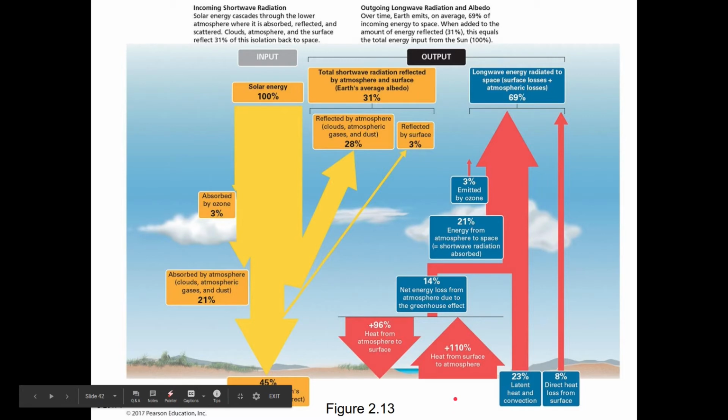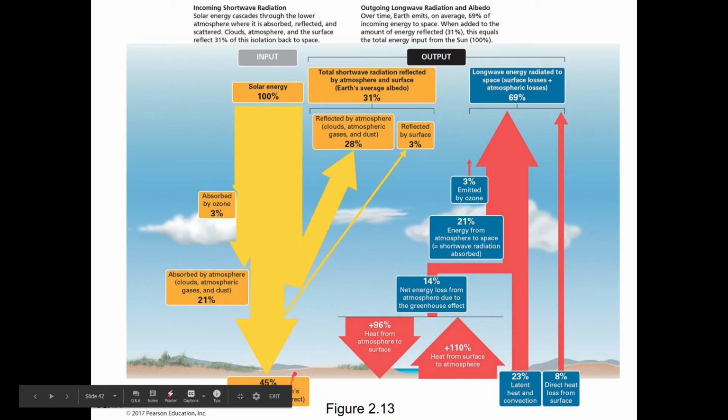Of the energy going out, 23% goes from the surface to the atmosphere and then right back out. And that's weather. It says latent heat and convection. What that really means is this is energy used to evaporate water and then to move it around through ocean currents and air currents. So this is weather, a quarter, 23%, almost a quarter of all the energy we get from the sun just makes weather. That's an incredibly important number. You need to know that.